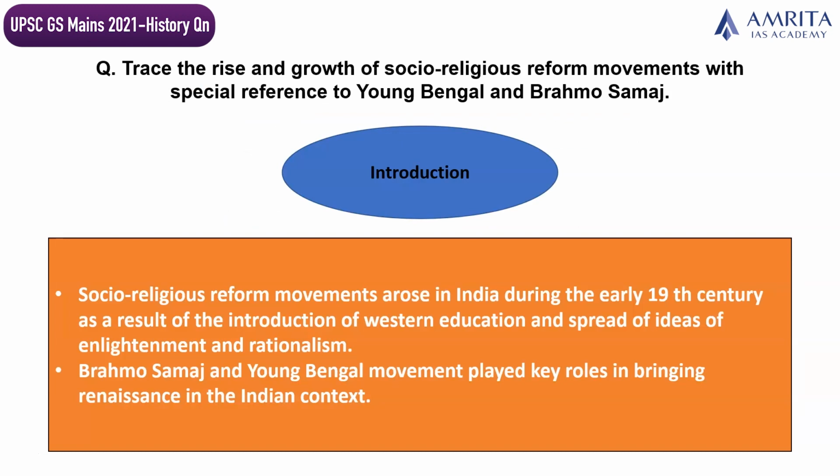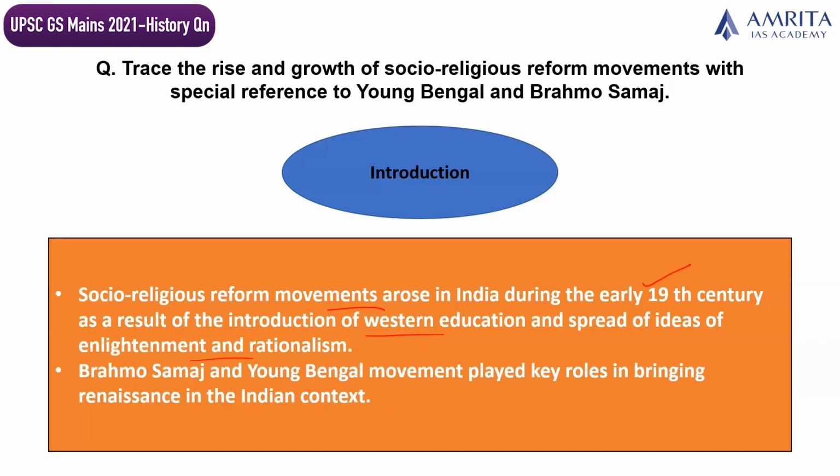I had told you that in the introduction, we can simply just talk about the origin of socio-religious reform movements. What was the reason in 19th century because of which they developed? So basically, students, we first of all talk about the origin, that is early 19th century, in which we see the coming of socio-religious reform movements in India. Now, as a part of the introduction of these movements, students, we see this was a result of the introduction of Western education and the spread of Western ideas such as Enlightenment and rationalism.